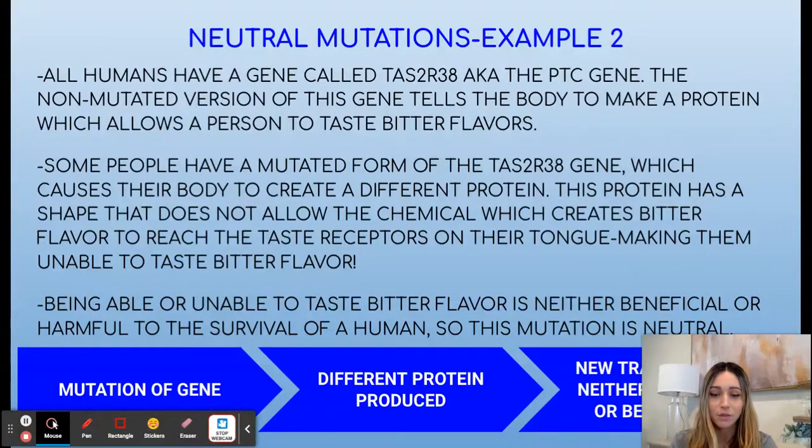So in this case, we have a mutation that causes the production of a different protein and a change in trait, that ability to taste bitter or not to taste bitter. However, being able to taste bitter food or not is not a trait that actually impacts the organism, the human, in a positive or negative way. Hence, even though there is that change in trait, we still would call this a neutral mutation because it doesn't impact the success or the survivability of the human, sort of just, I can taste bitter or I can't. So this is another example of a neutral mutation.